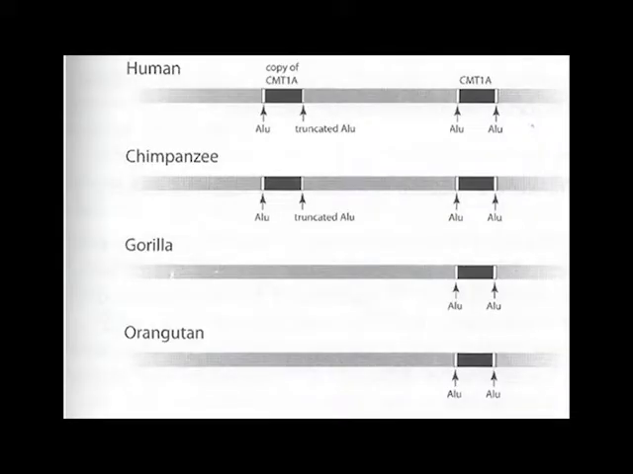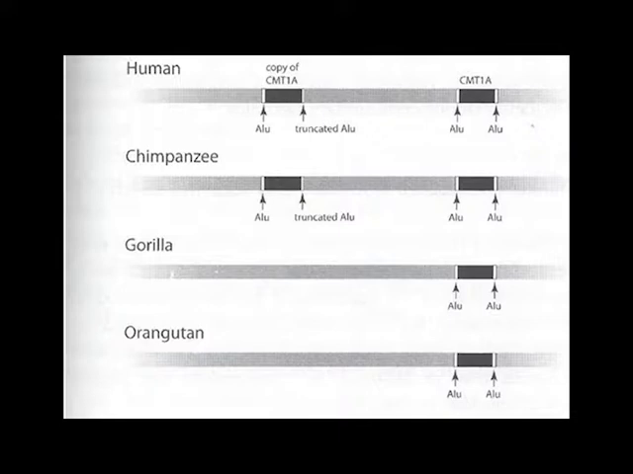A second example regarding Alu retroelements highlights the degrees of relatedness between humans, chimpanzees, gorillas, and orangutans. All 4 of these species have the CMT1A DNA segment, a gene that induces Charcot-Marie-Tooth disease through the duplication of a sequence between 2 copies of itself.